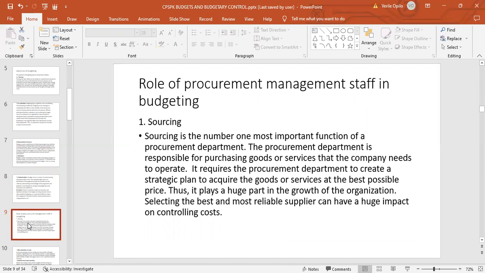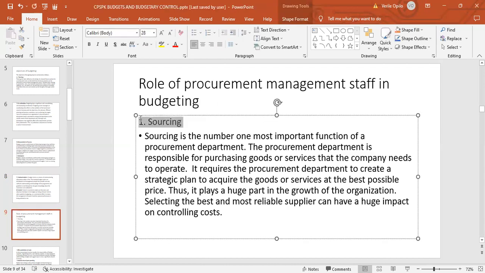The other thing that we need to look at is the role of the procurement management staff in budgeting. What role does the procurement department play in the budgeting process? The first thing that the procurement management staff usually do is that they play a critical role in sourcing the various resources that are required. You find that they play a very major role in sourcing, especially raw materials and the assets in the company.